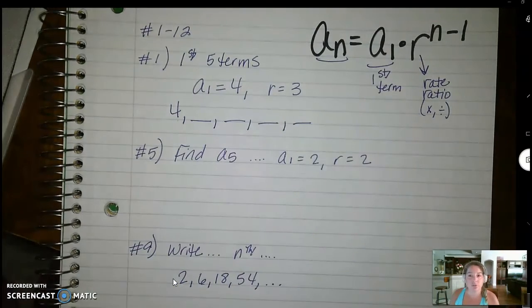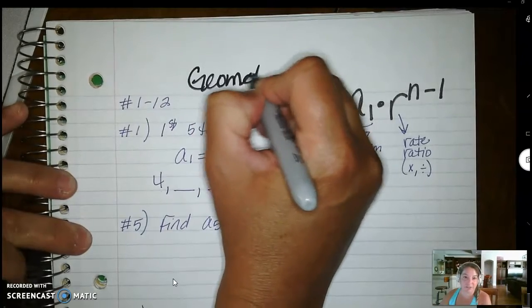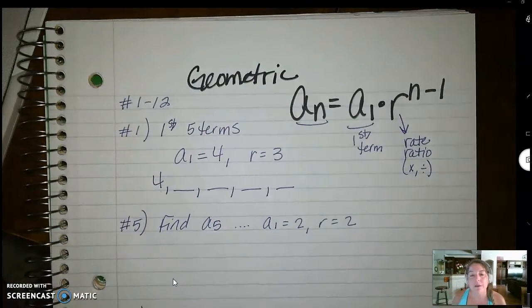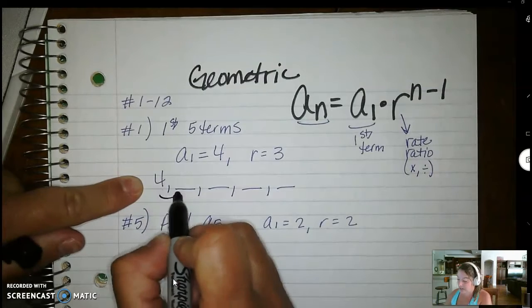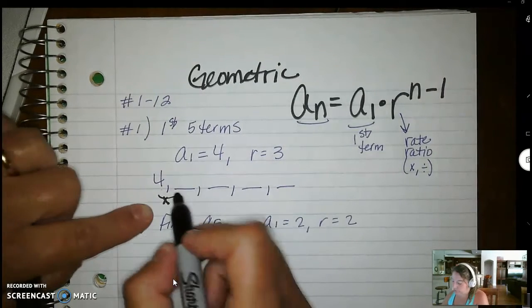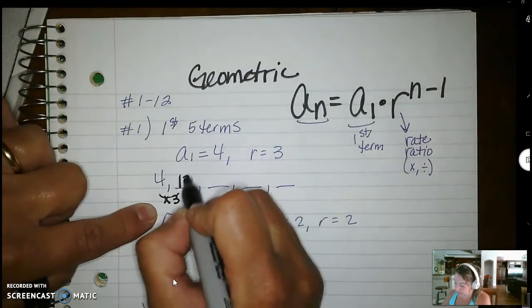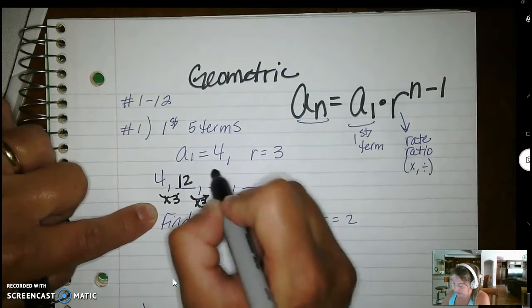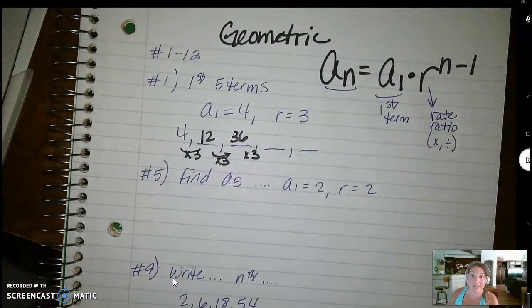And so all you do, what makes it geometric, and this is why I said it's the multiplying or dividing by number, but what makes it geometric is that you're going to times by the rate each time. So we're going to do 4 times 3. Okay, so the next number is going to be 12, and then times 3 again is 36. Times 3, I'm going to need to get a calculator because I have no idea.